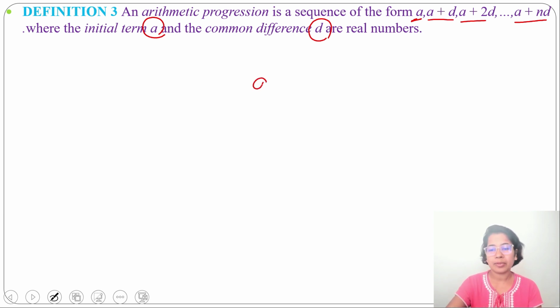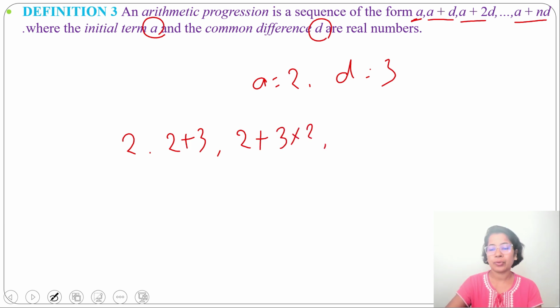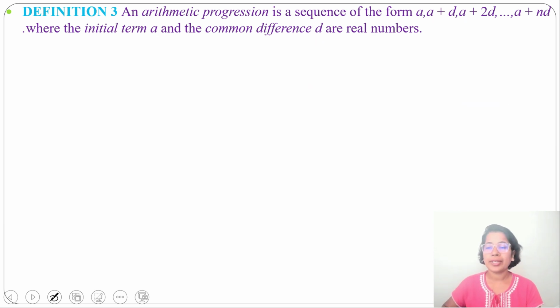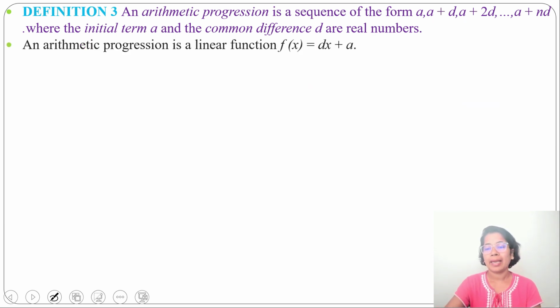Let's take an example. Suppose a equals 2 and d equals 3. So what will be the AP? The initial term is 2, so a will be 2, then 2 plus 3, then 2 plus 3 multiplied by 2, then 2 plus 3 multiplied by 3, then 2 plus 3 multiplied by 4 like this. So 2 plus 3, then 2 plus 3 plus 3, then 2 plus 3 plus 3 plus 3 like this. So every time we are adding d to the term. So what will be the function? The function will be a plus dx. d is the common difference.